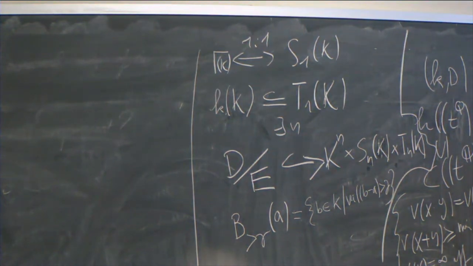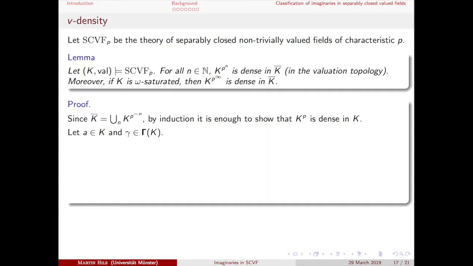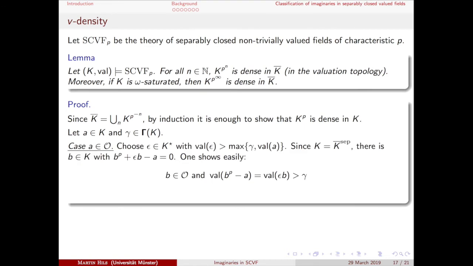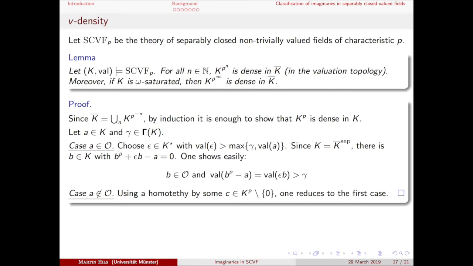I said it's an easy proof. So we choose a non-zero element epsilon with large enough valuation, larger than the maximum of gamma and the valuation of a. Since K is separably closed, I will find a b which satisfies this, because the polynomial x^p plus epsilon x minus a is separable, so I find a solution. That's one. And then one shows easily, looking at it, that there cannot be cancellation, that b must be in O, and then the value of b^p minus a is equal to the value of epsilon b, because this is 0, and by the choice, this is bigger than gamma. Easy. Good, and if a is not in O, well, then you use the homothety and you strengthen this condition a little bit, and you do basically the same thing. So I don't show it. Okay, so it's dense, good.